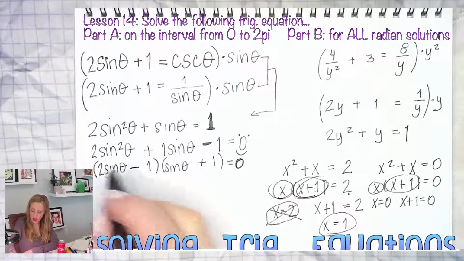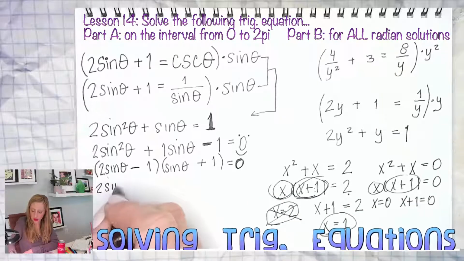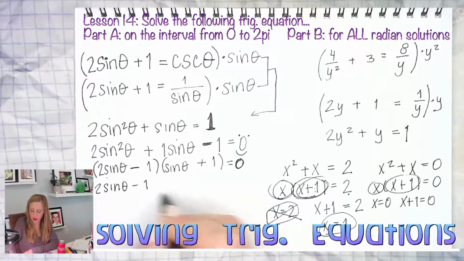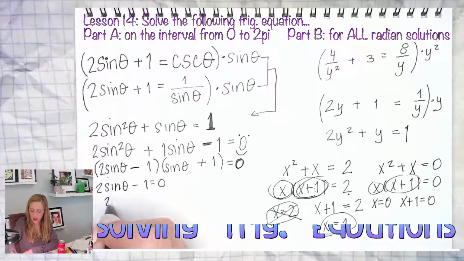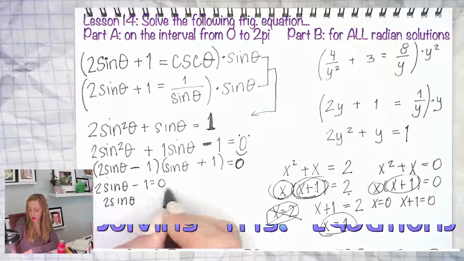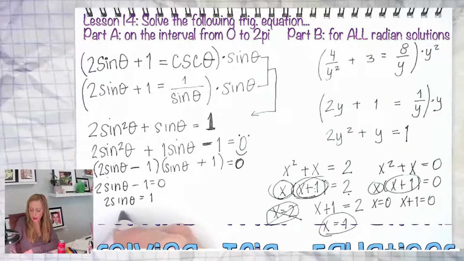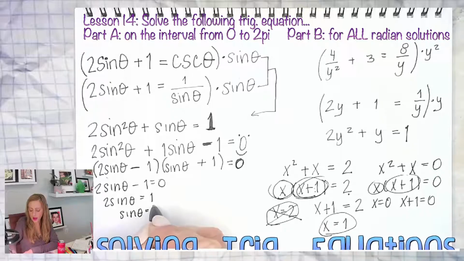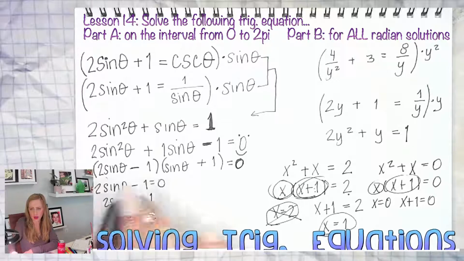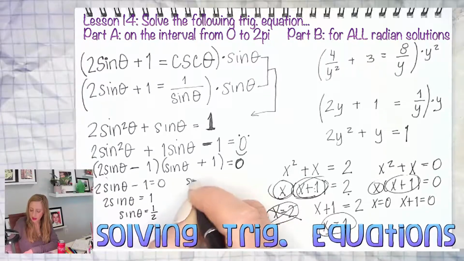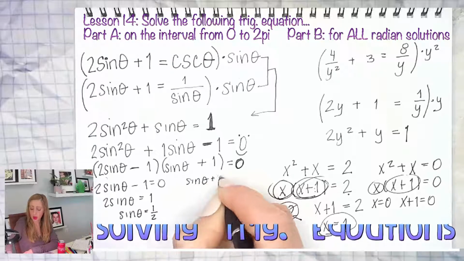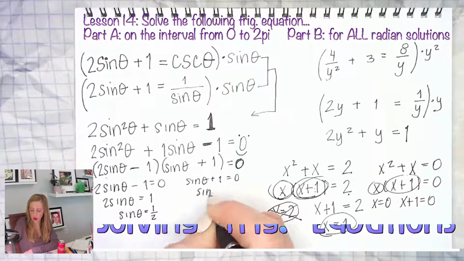Okay. From here, we set each factor equal to 0. Again, zero product property. 2 sine theta minus 1 equals 0. 2 sine theta equals 1. Divide by 2. Sine of theta equals 1/2. And now this should be kind of user-friendly, not scary. And then here, sine theta plus 1 equals 0, and sine theta equals -1.